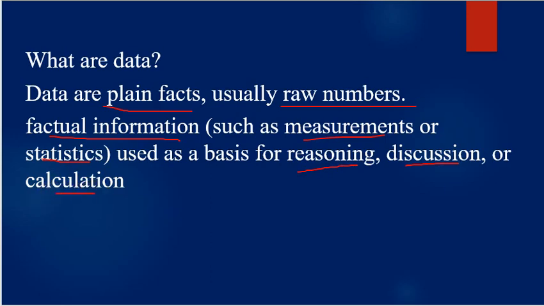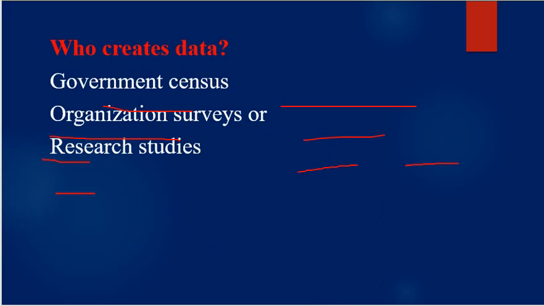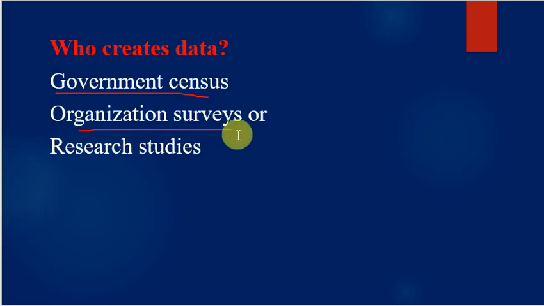Then how can this data be obtained? Data can be obtained or created by government census. We know that the government conducts a census once in 10 years, and different organizations conduct surveys regarding their prospects and other things. And there are also certain research studies taking place, which are very important for academic and other purposes. Even companies and corporates also conduct research.